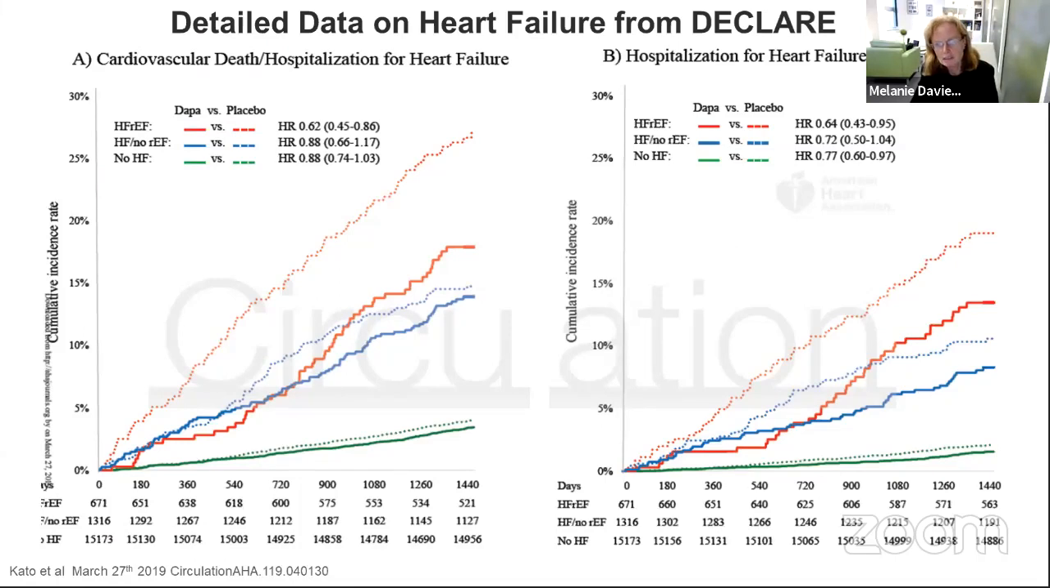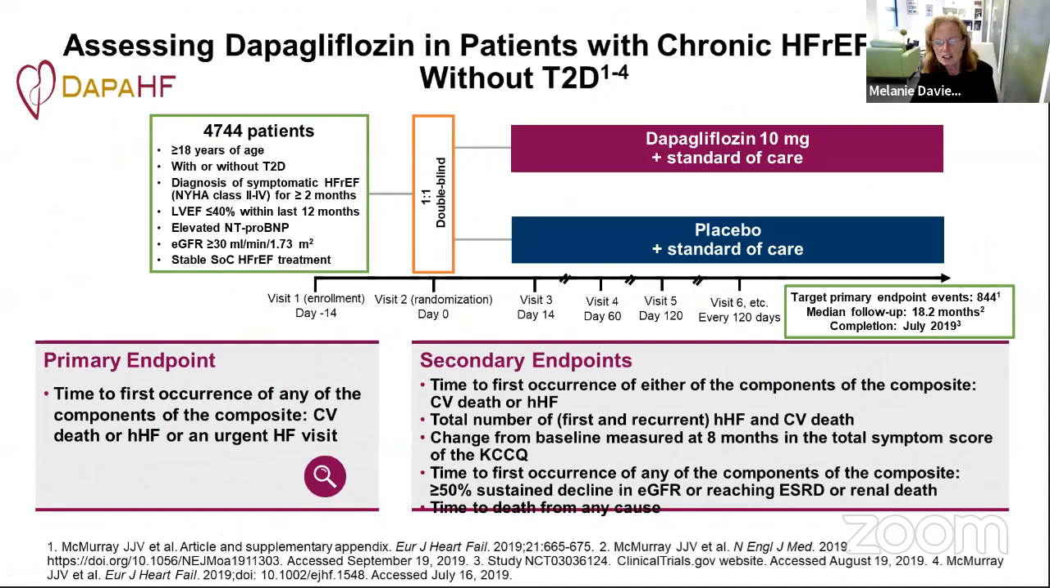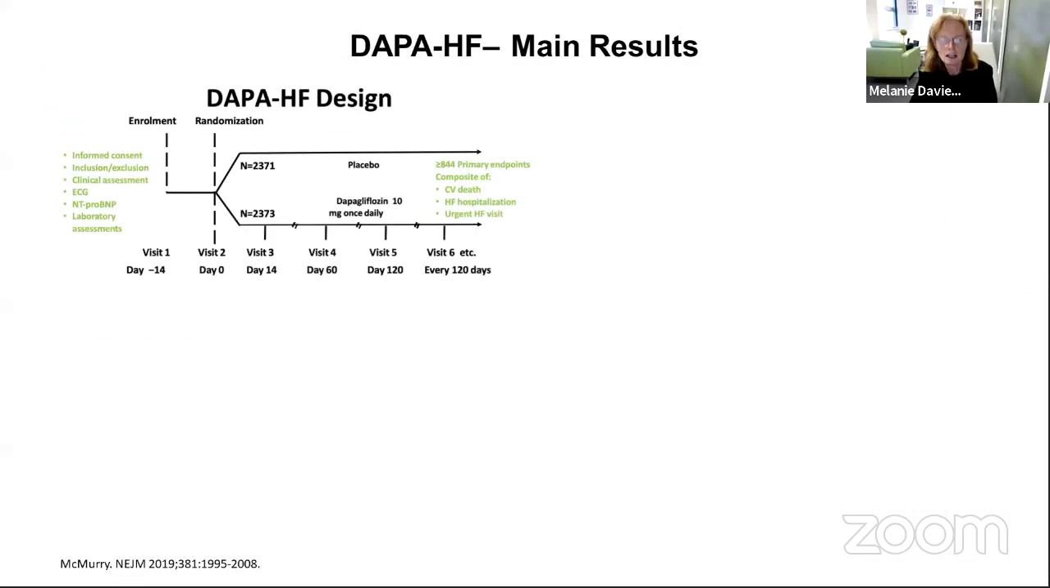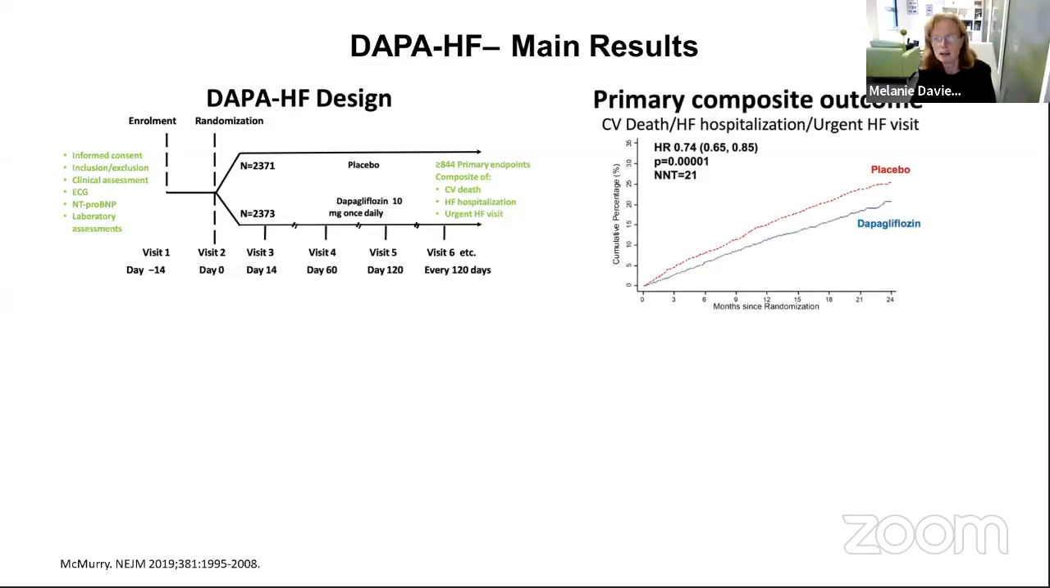If we look at data from DECLARE, and indeed there was some data presented from VERTIS as well, this appears to be particularly of benefit in patients with reduced ejection fraction heart failure. This has further been shown in the DAPA-HF study, in which patients with and without type 2 diabetes, but with reduced ejection fraction heart failure, were randomized to either dapagliflozin or standard of care. So this shows the design of the study, more than 4,500 patients.